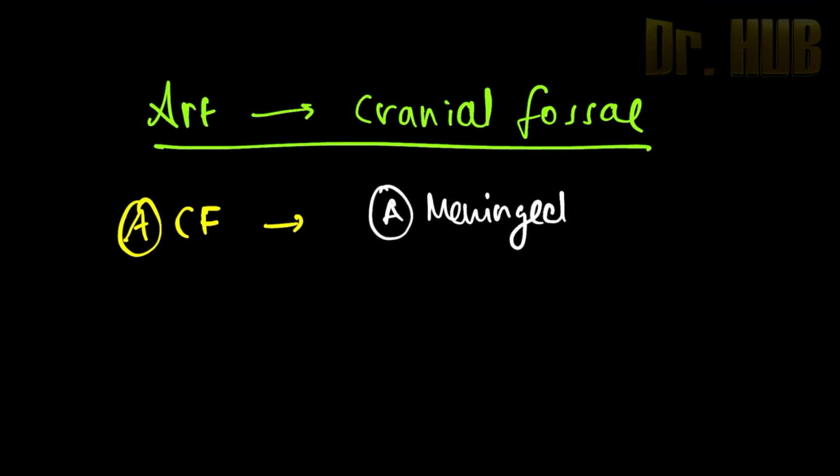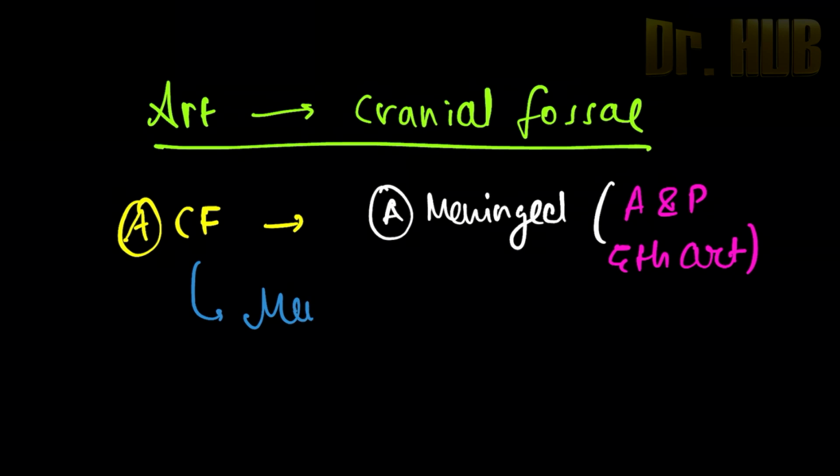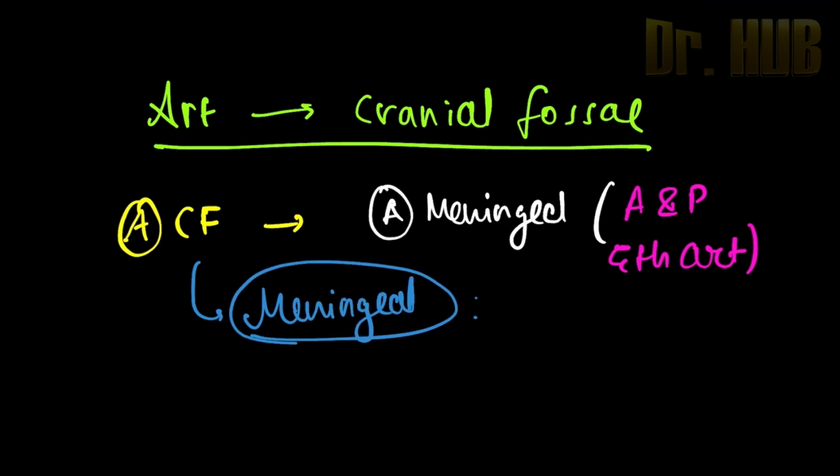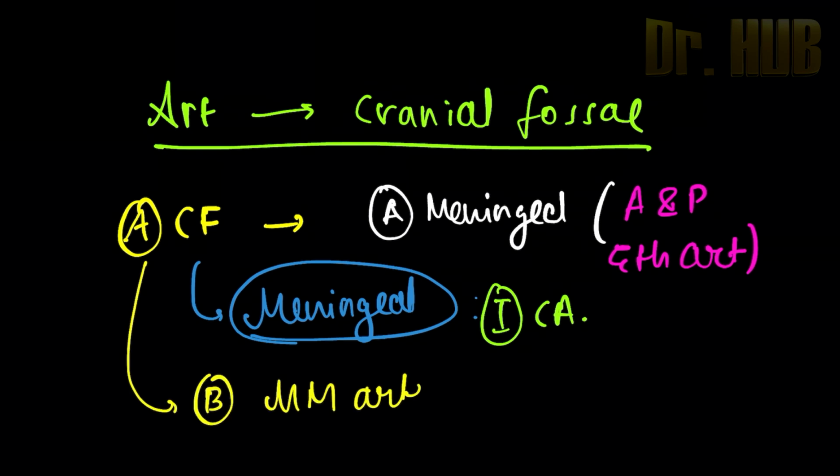Meningeal branches. This is of the anterior and the posterior ethmoidal arteries. Next will be the meningeal branches of the internal carotid arteries. And next is the branch of the middle meningeal arteries.